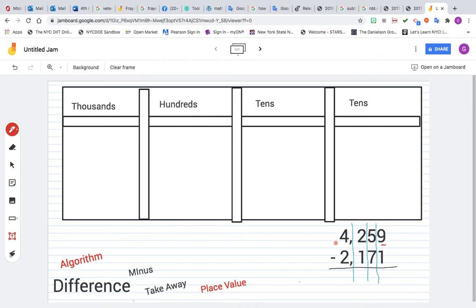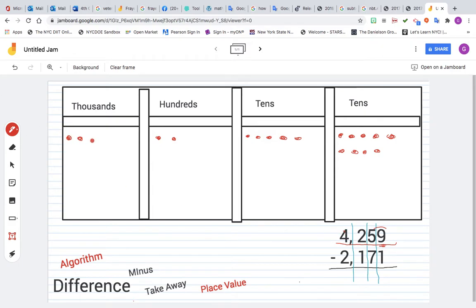So let's focus on 4,259. The 9 is in the ones place, so that's 1, 2, 3, 4, 5, 6, 7, 8, 9. The 5 is in the tens place, that's 1, 2, 3, 4, 5. The 2 is in the hundreds place, 1, 2. And the 4 is in the thousands place, 1, 2, 3, 4.